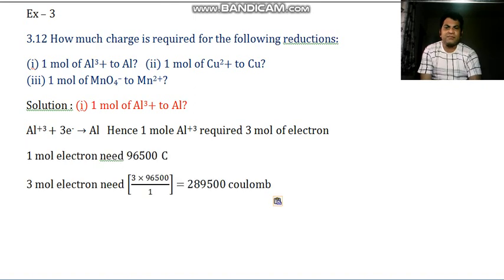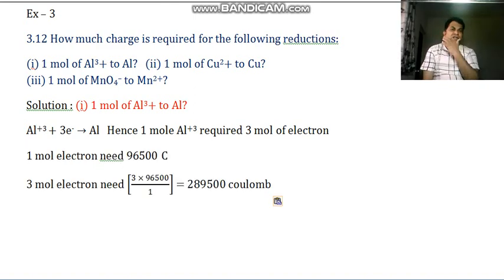Here 1 mole of electrons needs how many coulombs? 96500 coulombs, you know that is 1 Faraday. So 3 moles of electrons need 3 into 96500 divided by 1, that is 289500 coulombs. That is our answer.